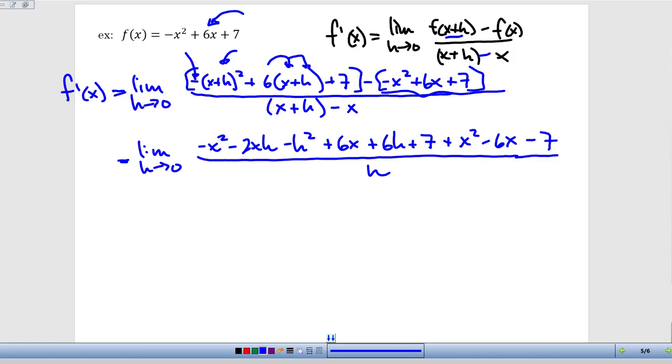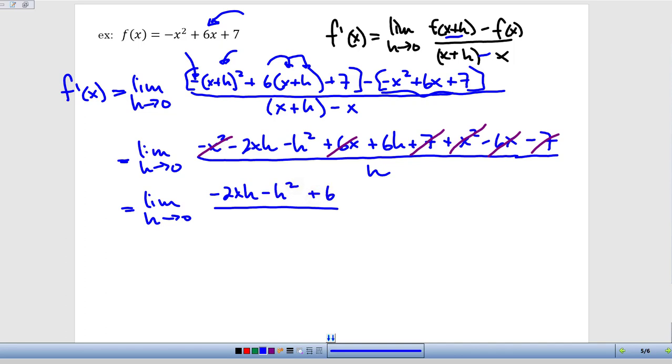No setting h equal to 0 yet. We've got to gather our like terms in the numerator. So negative x squared, positive x squared, gone. 6x and negative 6x, also gone. 7 and negative 7 cancel each other out. And so as we have said before, everything in the numerator at this point has to have an h in it. We've got negative 2xh, we've got minus h squared, we've got plus 6h all over h.